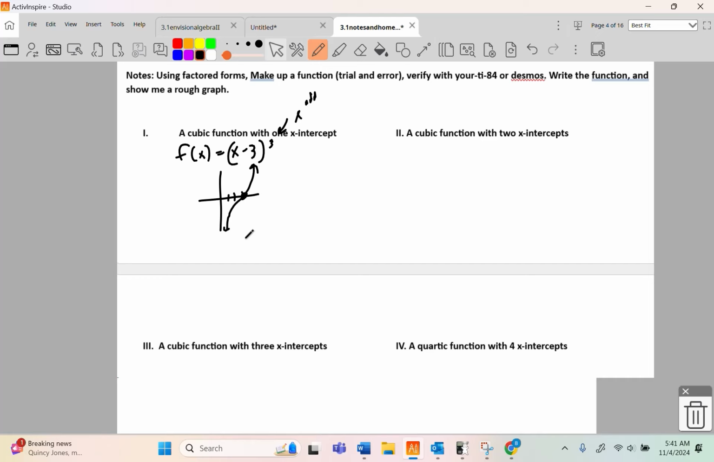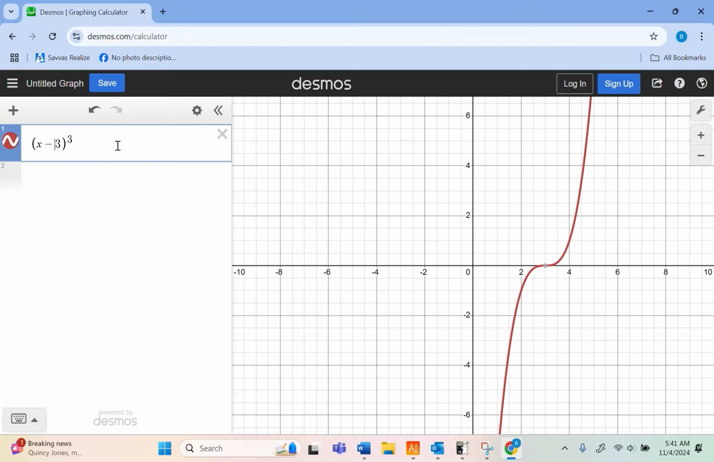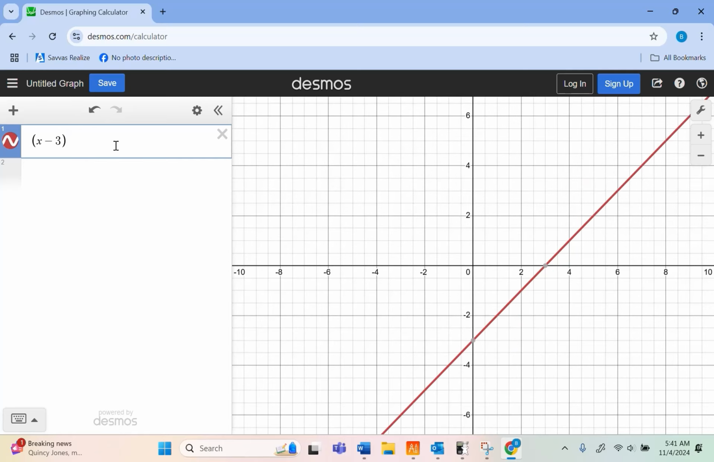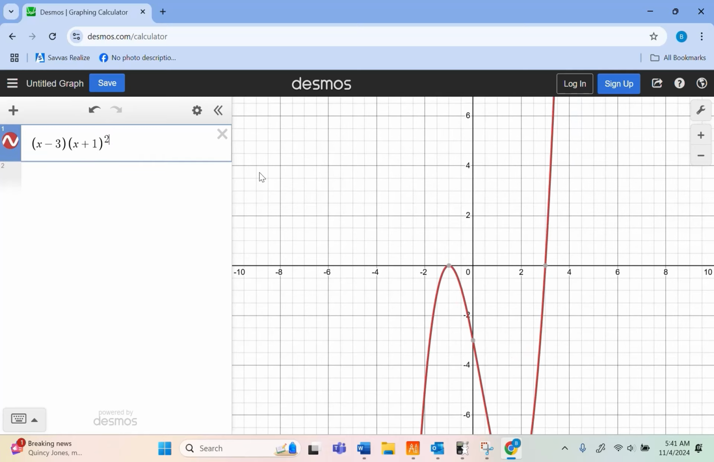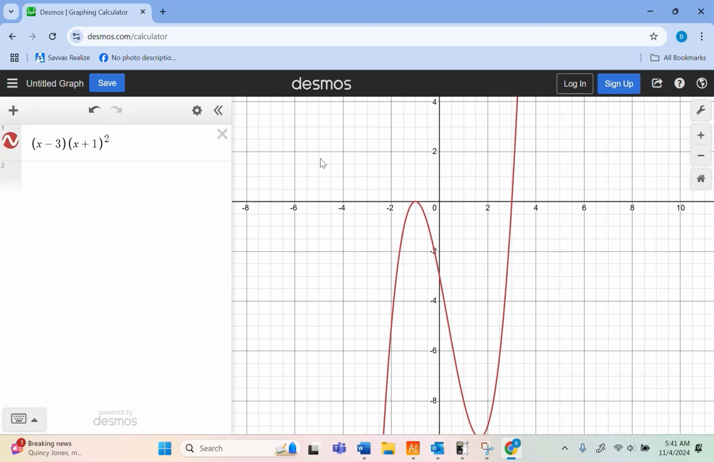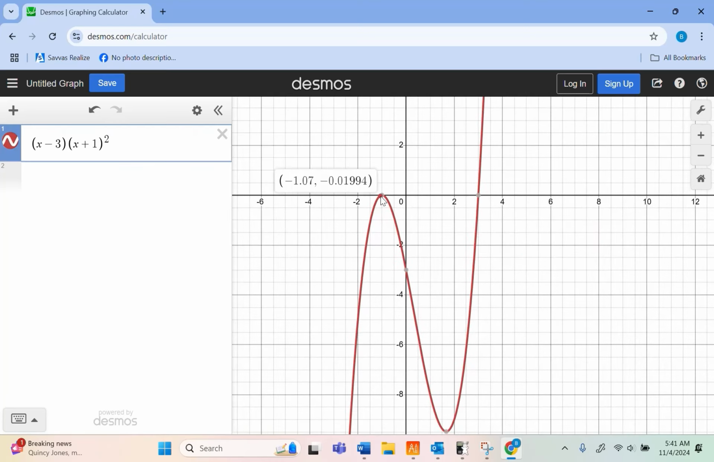A cubic function with 2 x-intercepts. And it has to be a cubic. So I'm going to make up something with 2 x-intercepts. But that's a quadratic, isn't it? I fix that by taking one of the x-intercepts and making it a square. And then I have a drawing. Notice how it starts low, ends high.